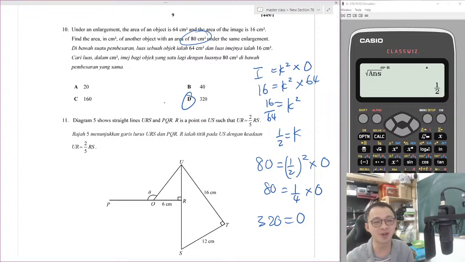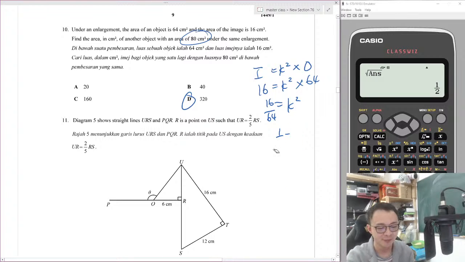So when you do this kind of question, you must be very careful, because I see a lot of you saying different answers. You kind of need to understand why A or B is wrong here. Because the scale factor is 1 over 2 and you need to square it, this is the reason why you get 1 over 4, then you multiply and you get 320. If you forget to square, then you'll be in trouble. So this is how we do it.